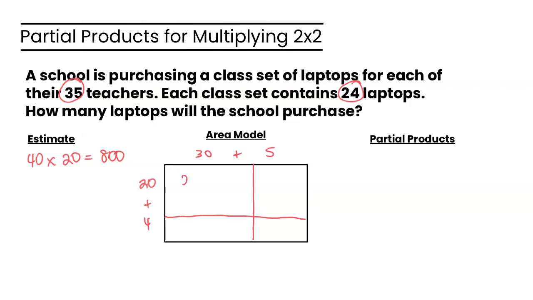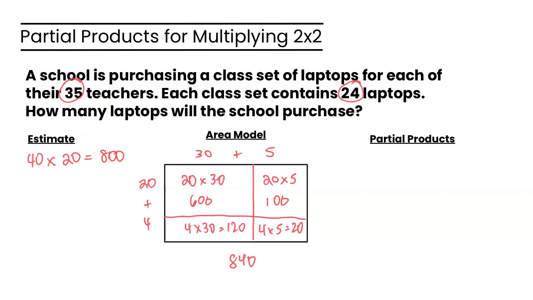For the top left rectangle, we would have 20 multiplied by 30, which would give us 600. For the top right rectangle, that would be 20 times 5, which is 100. Then for the bottom left, we would have 4 times 30, which would equal 120. And finally, 4 times 5, which is equal to 20. Adding up all of those partial products would give us the result of 840.